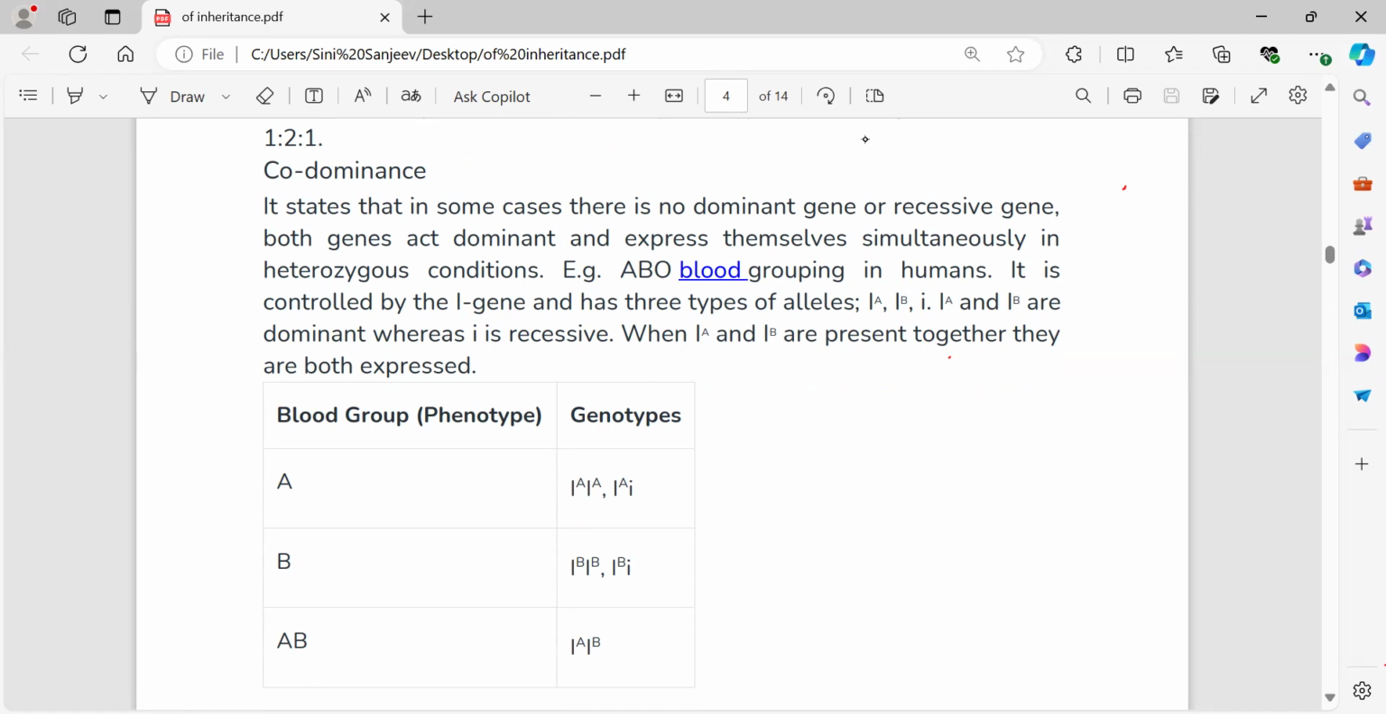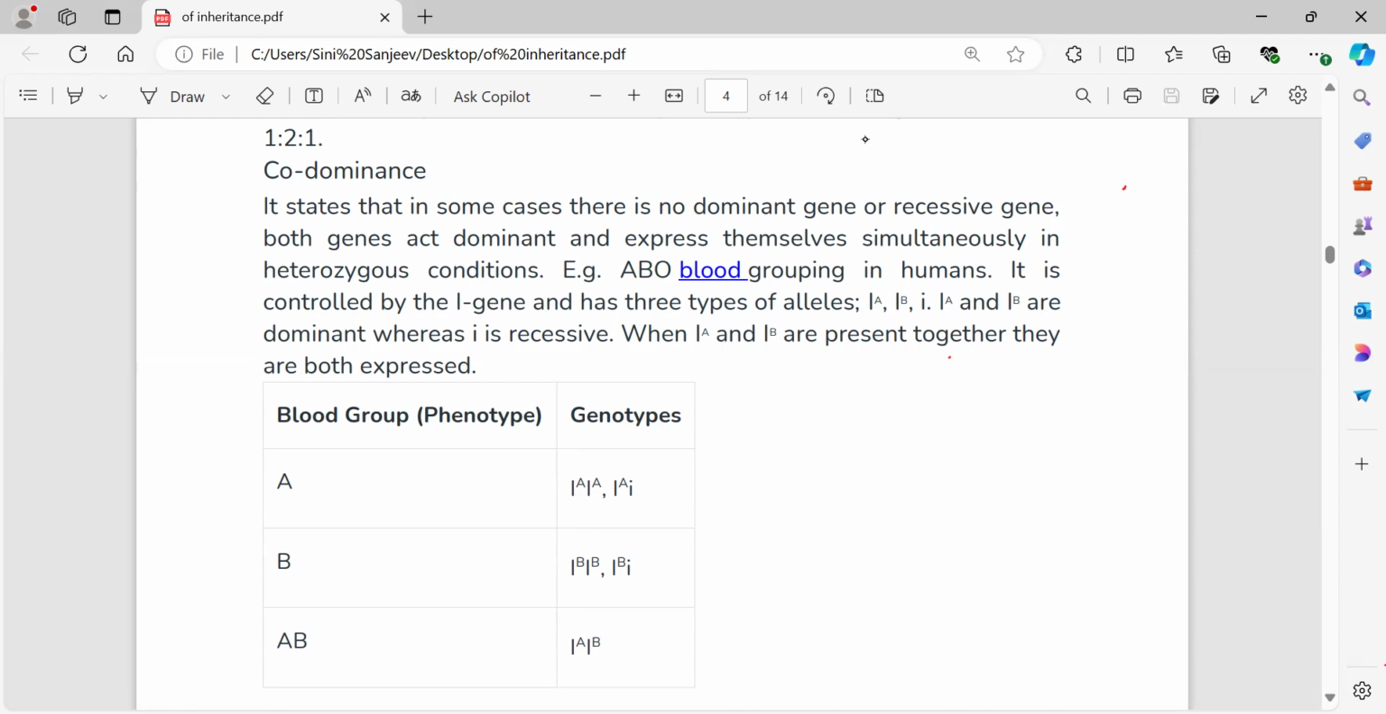Okay, so here what happens is you have three types of alleles. As you know, A, B, and O are the three types of blood group. So either the person will be A, B, AB, or O. Correct? One is the universal donor and the other one is the universal acceptor. Correct?